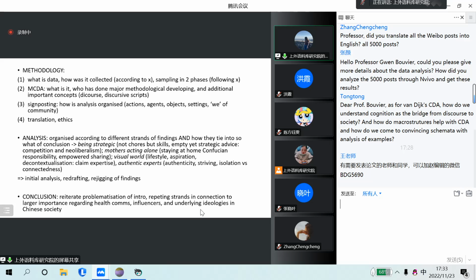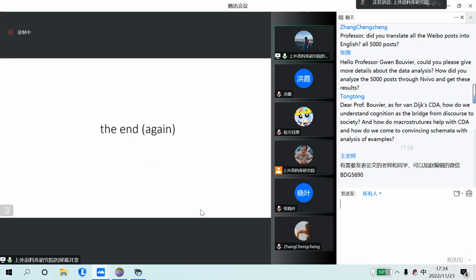And then finally, the conclusion. There we didn't just summarize or recap what we found. We reinstated the problematization of the intro. Hey, this is what we found in the literature. Let's now look at what is therefore in connection to these mothers. Yeah, we then repeated the strands of the analysis in connection to the larger importance, i.e. the literature regarding health communications, influencers, and the underlying ideologies in Chinese society. So that was an article based on something kind of related to the fitness girls. And the end, again, but now for real.